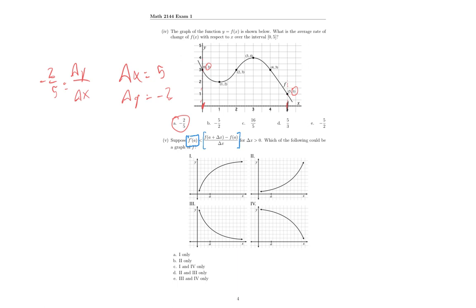So we just want to know which graphs have the instantaneous rate of change at a less than this other one. Let's start with this one. The point a. I'm just going to draw a little tangent line to represent the instantaneous rate of change here.